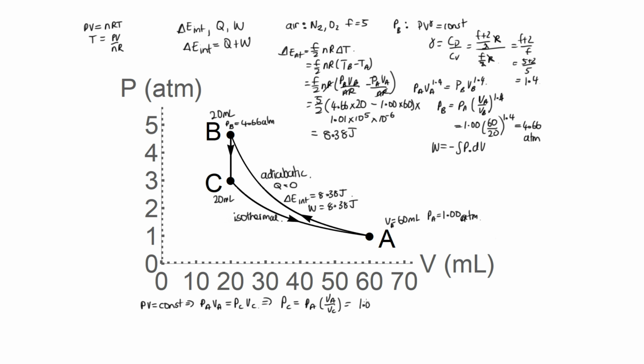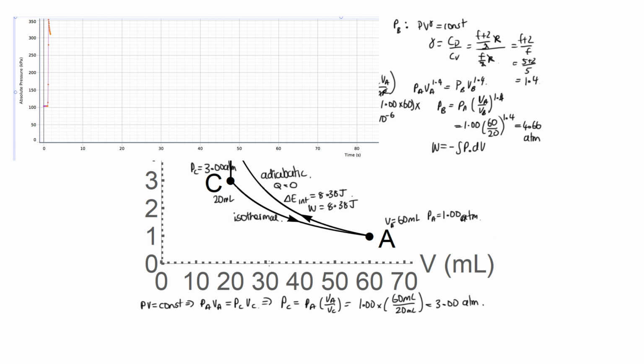So PA, that was 1 atmosphere, times VA, which is 60 milliliters, over VC, which is 20 milliliters. So this ends up as 3. And so this is equal to 3 atmospheres. So PC is equal to 3 atmospheres. Now you can see in reality, we had around about 2.7 atmospheres, so fairly close, but not exact. Part of the reason for that was actually that though I tried my best to compress it down to 20 milliliters, it was quite hard to keep it there, so the volume actually ended up being just slightly larger than the 20 milliliters.